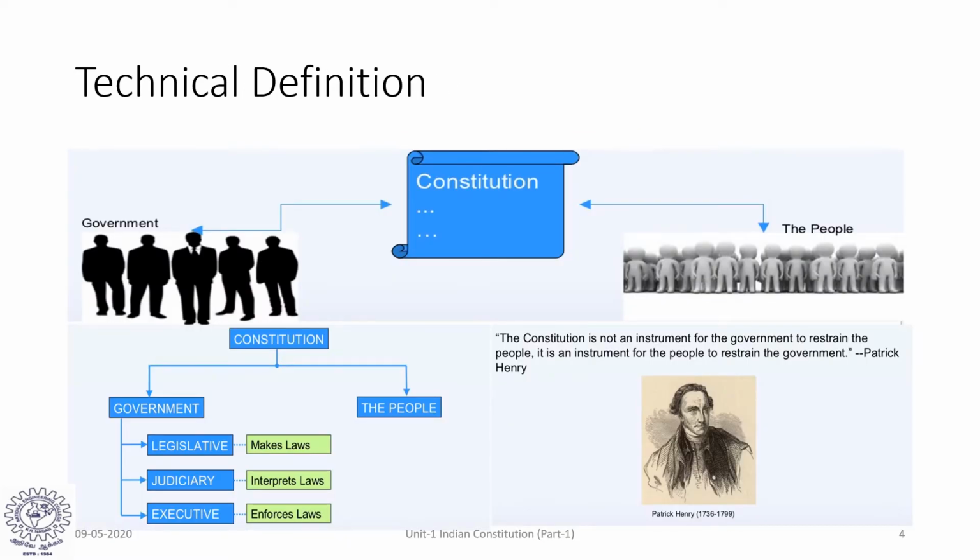In general, the constitution is the supreme law of the land. A constitution is concerned with two main aspects. The first aspect is relation between the different levels of government, and the second is the relation between the government and citizen. According to Patrick Henry, the Constitution is not an instrument for the government to restrain the people. It is an instrument for the people to restrain the government.